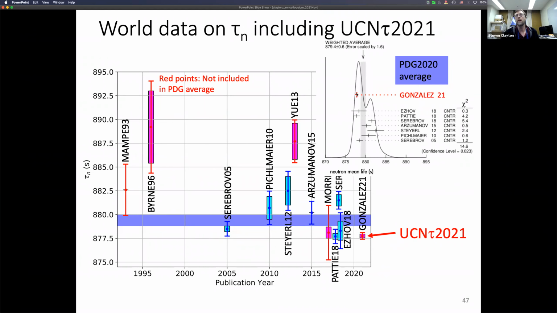And so this is where our new result would sit, extremely well in agreement with our previous result, which is this UCNτ 2018. EJOV, by the way, is another magnetic trap. It's a somewhat different approach, where they may have had field zeros that they had to correct for, but still they had a storage time very close to the beta decay lifetime, and they are in agreement with our experiment, and in pretty good agreement with the other storage experiments, not in agreement at all with the beam experiment.